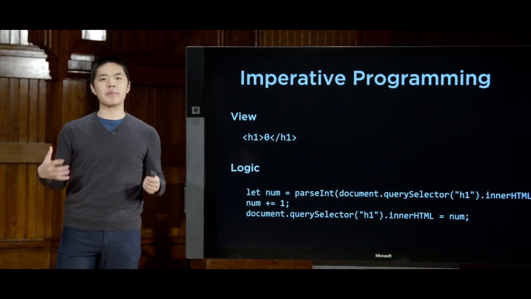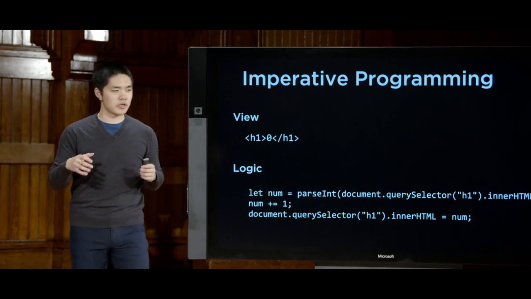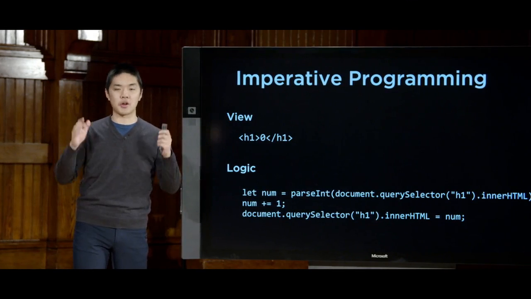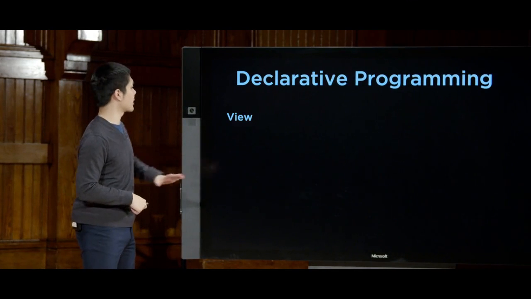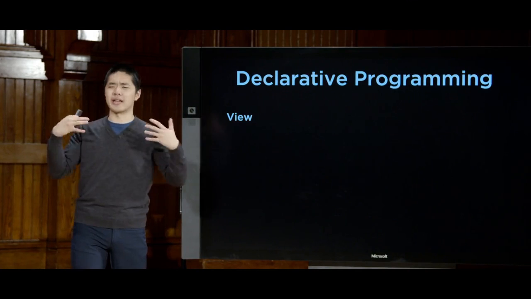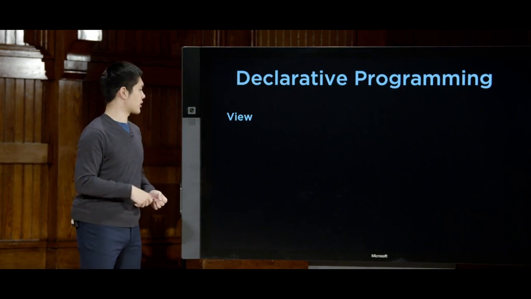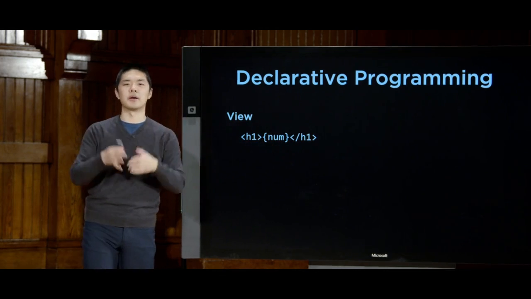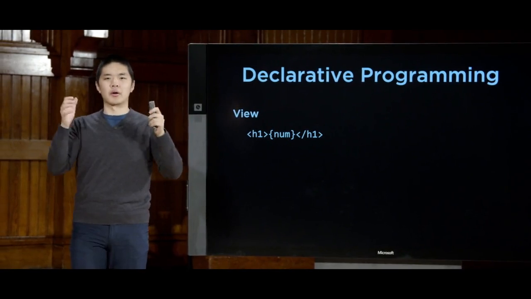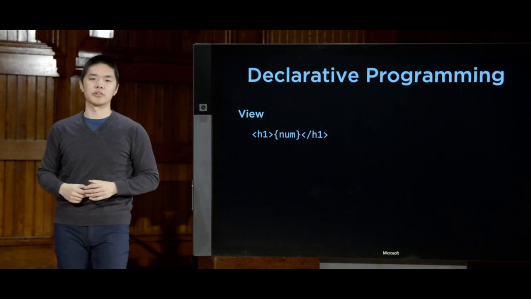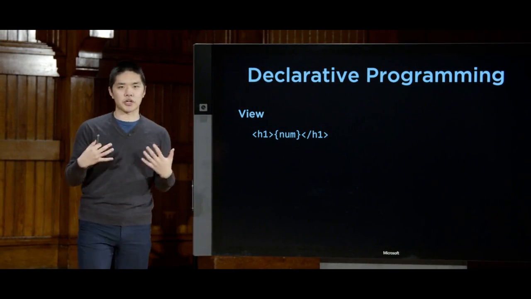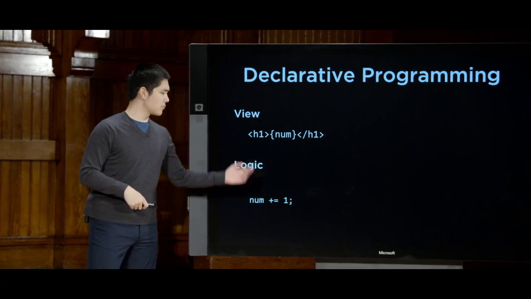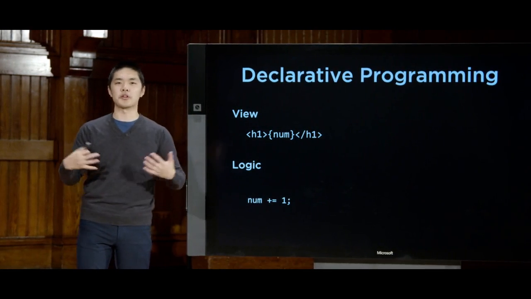What declarative programming is going to allow us to do is just describe what state should be displayed on the page in what form. In declarative programming, in our view, like the HTML-like code that we're going to be writing, we're just going to say something like h1 and then in curly braces num to mean fill in the number here. And this is what the React syntax is going to look like. And then the logic code, if we want to increment that number by 1, is we just need to say num += 1. Add 1 to the number.